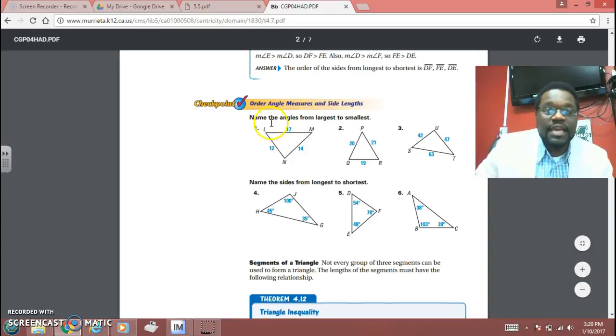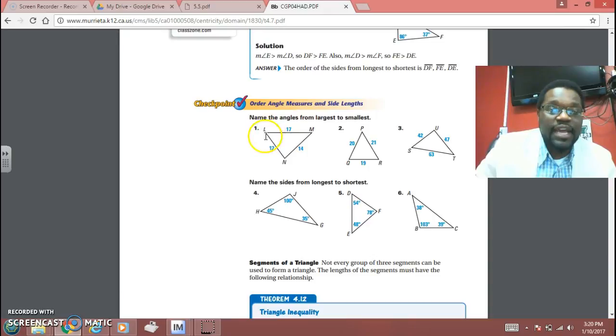Look at these. Name the angles from the largest to the smallest. So the angles here, I need to tell you which one is going to be the biggest angle. Out of all the sides, the biggest number is 17, so angle N has to be the largest.